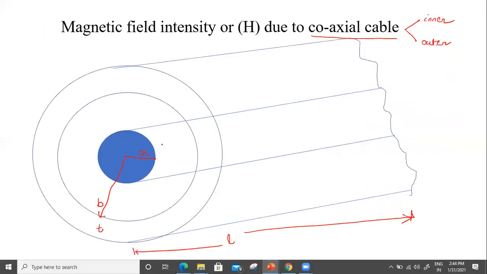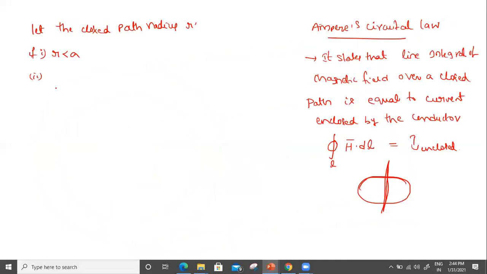Case 2 is that the closed path is placed in between the inner conductor and outer conductor, which may be written as A less than R less than B. The third case is that the closed path is placed within the outer conductor thickness, which may be written as B less than R less than B plus T. Then the fourth case is outside of the cable, which may be written as R greater than B plus T. For all these four cases, we need to find the magnetic field intensity of the coaxial cable.